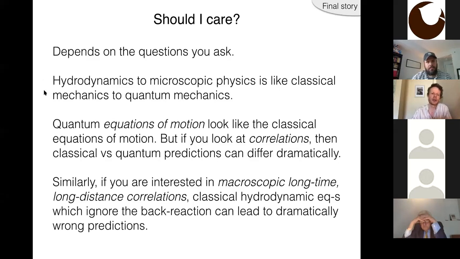The relationship of hydrodynamics to microscopic physics is like the relationship of classical mechanics to quantum mechanics. Now, quantum equations of motion sort of look like the classical equations of motion. So if you solve the equations of motion, okay, you solve the equations of motion. But when you look at correlations, that's when the quantum and classical predictions can differ very dramatically. So similarly, if you're interested in macroscopic, long distance correlations, then classical equations of hydrodynamics that ignore the back reaction can lead to dramatically wrong predictions. And again, I emphasize, this is macroscopic correlations, not microscopic correlations.